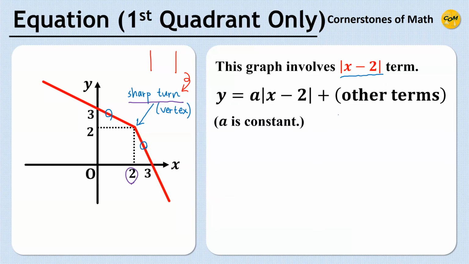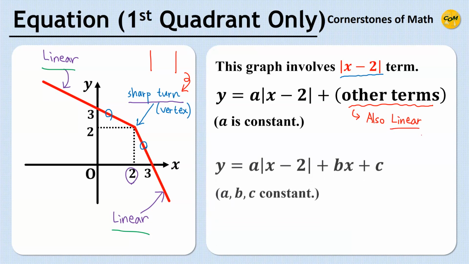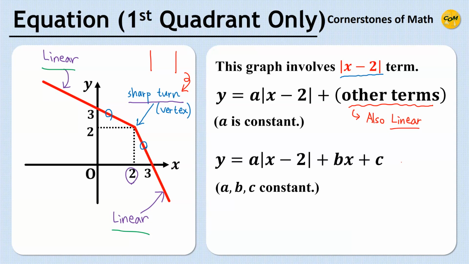Therefore, we can write the equation as y equals a times absolute value of x minus 2 plus some other terms, where a is a constant. Now what about the other terms? Since the graph has only linear parts, the equation must always be a linear function regardless of the value of x. Therefore, the other terms must also be linear. We can therefore write y equals a times absolute value of x minus 2 plus bx plus c, where a, b, and c are constants. So we have the basic form.